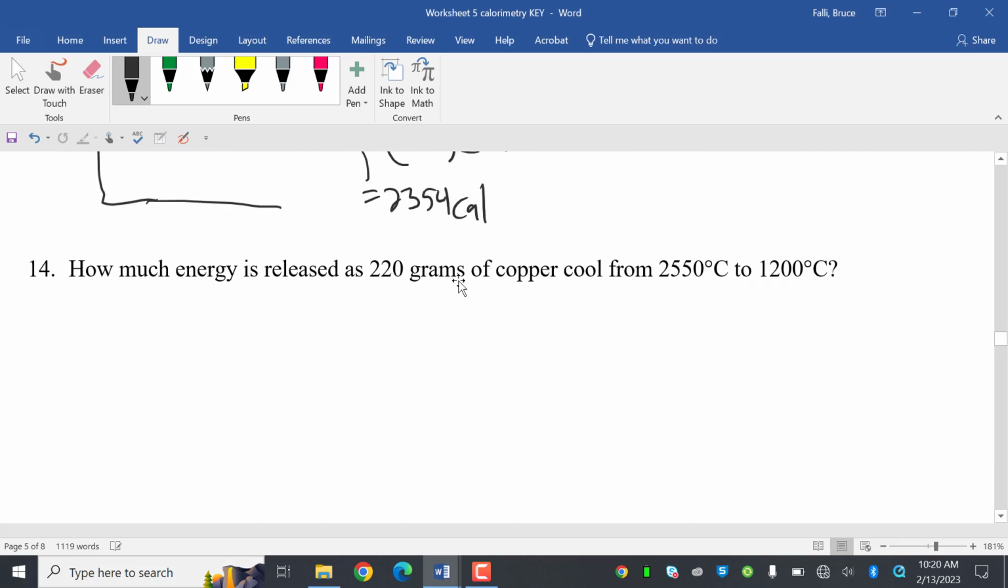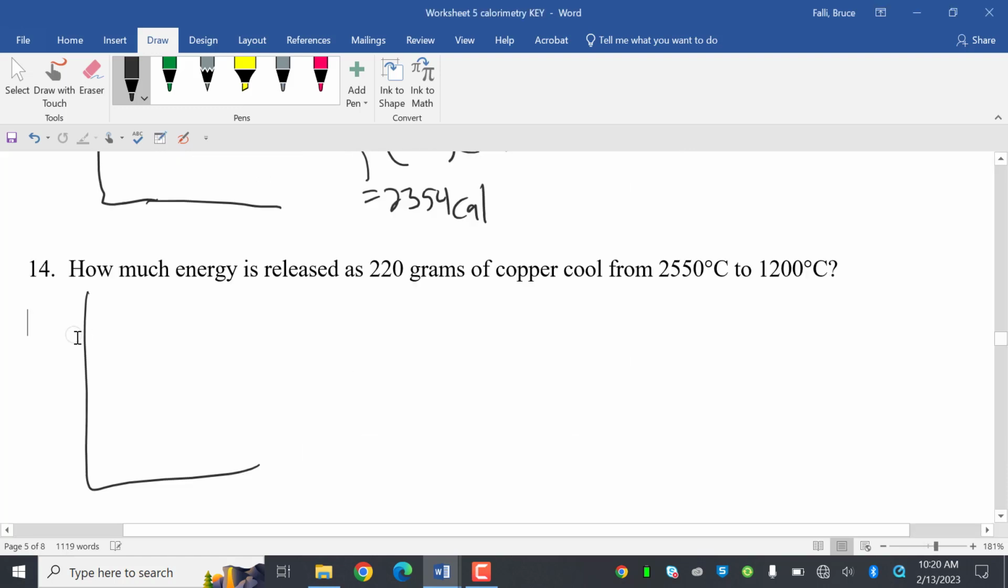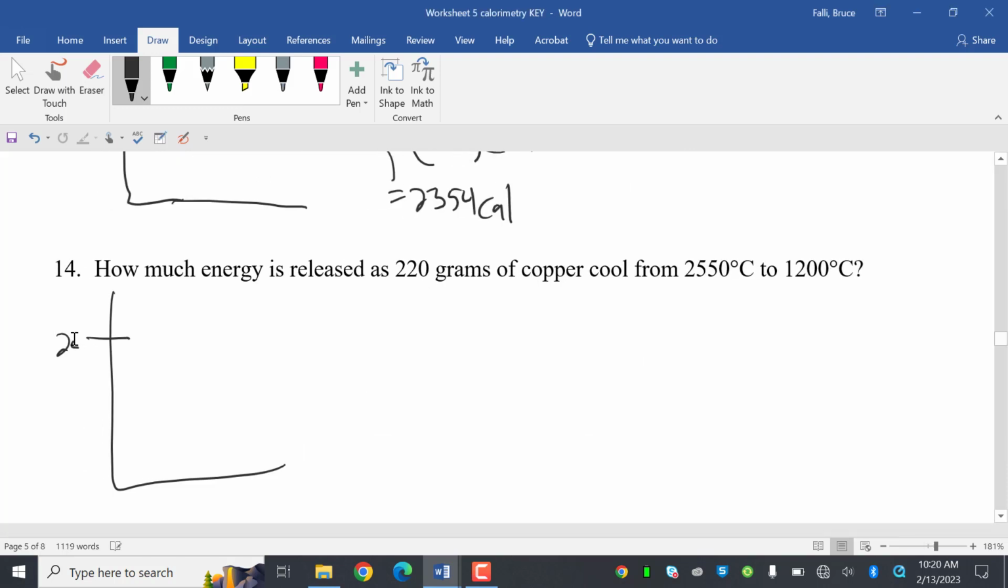How much energy is released as 20 grams of copper cooled from 2250 to 1200? Check out copper. Copper's boiling point 1080 and 2582. Let's see. We go from 2550 below to 1200. All that is Q equals MC delta T. Mass of copper is 220.